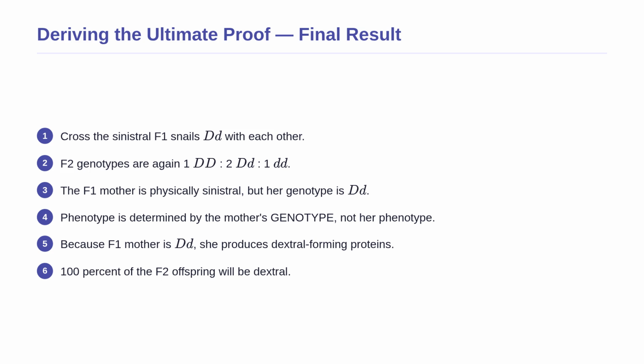The maternal effect rule states that the offspring's phenotype is determined by the mother's genotype, not her physical appearance. Because the F1 mother's genotype contains the dominant allele, she produces dextral-forming proteins. Therefore, 100% of the F2 offspring will be dextral. A physically left-handed mother just gave birth to an entire generation of right-handed babies, simply because her hidden DNA contained the dominant allele.